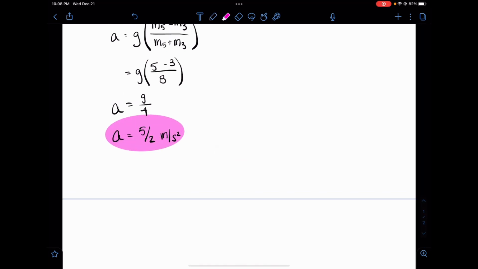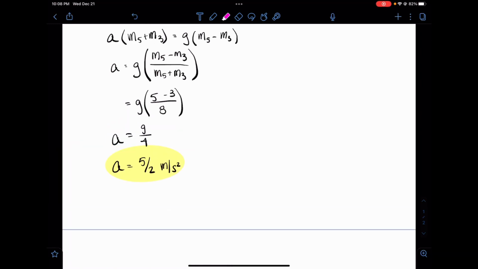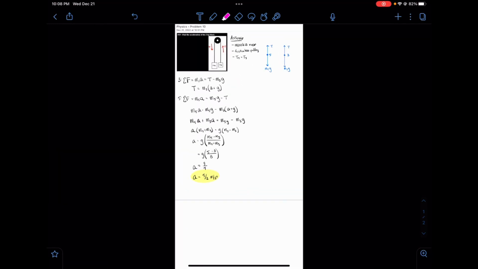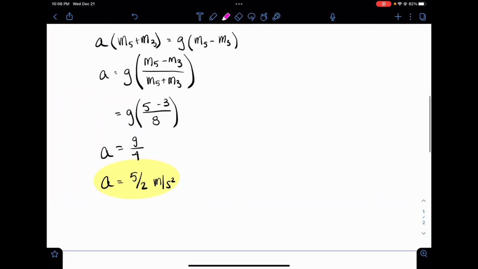Usually you could throw a negative sign on there, but again, I've defined the positive direction to be down in this situation, so I'm going to leave it as a positive number. Now, if you want to check this and see if it makes sense, you have a fraction of gravity as the acceleration of the system, and that does hold up because something is holding your block back. So if you just dropped the 5 kilogram block downwards, it would move with acceleration g, no matter what.